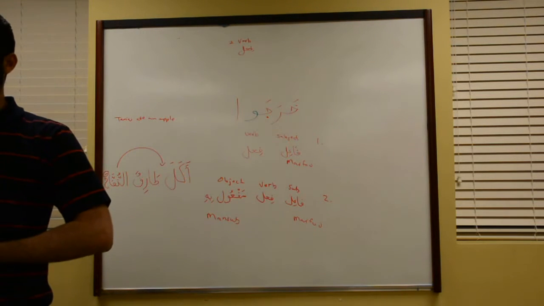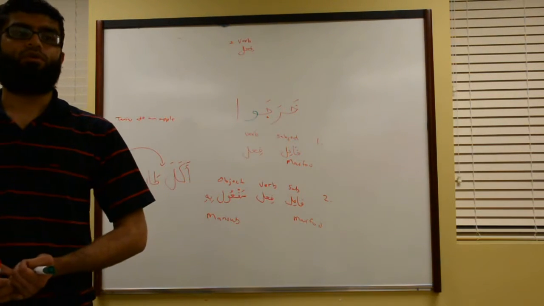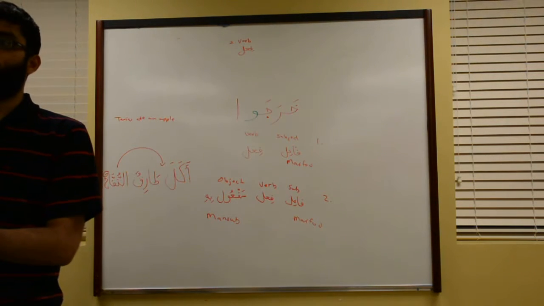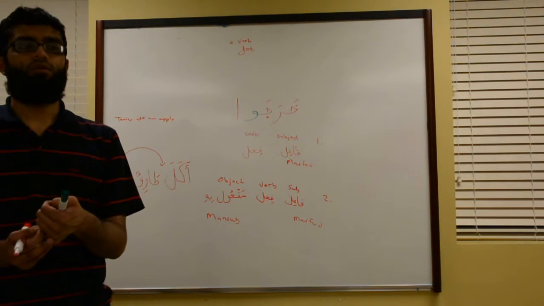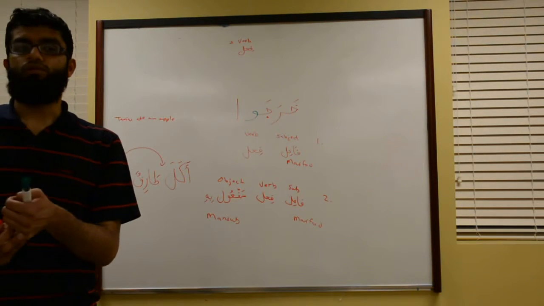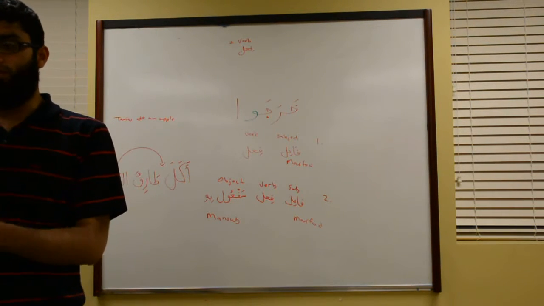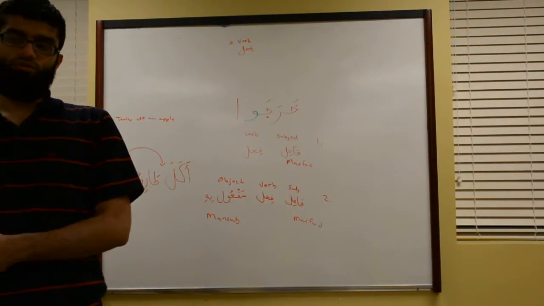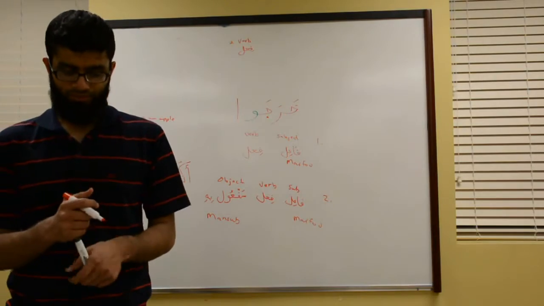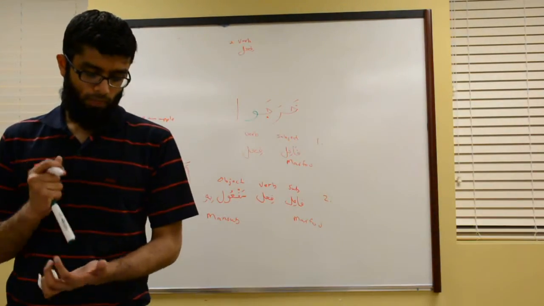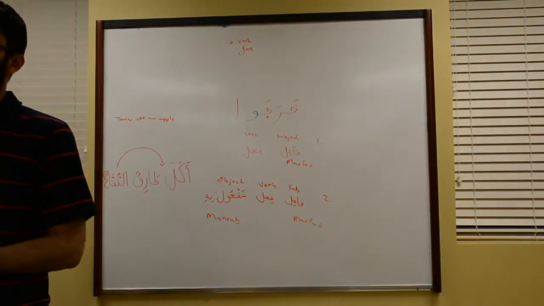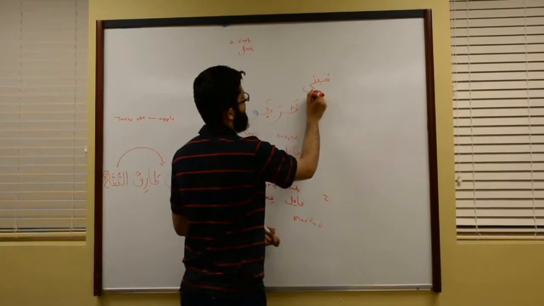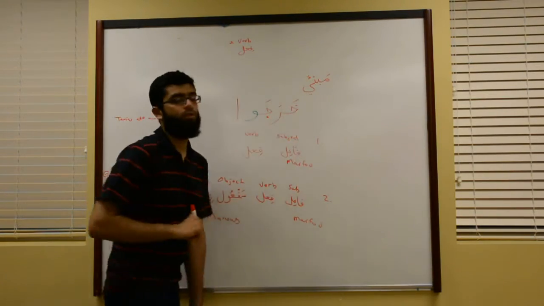What if I wanted to say the wolf ate Yusuf? Akala al-dhi'bu Yusufa. You would just take out the who and say akala al-dhi'bu Yusufa. Yusufa would have a fatha on it. But the who is the object, and you don't put a fatha on it. Who is the object?